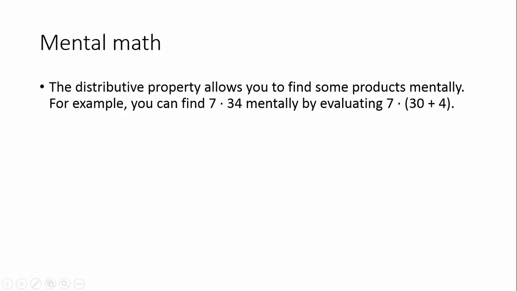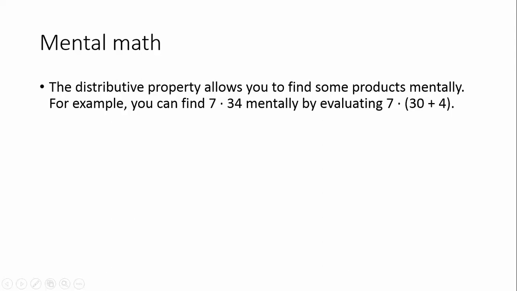Oftentimes the distributive property allows you to do some mental math a little bit faster. The example here is 7 times 34. Doing that problem in your head can prove to be a little bit tricky, especially if you get to even bigger numbers. But you can evaluate using the distributive property, so we can break up 34 into 30 plus 4, and it makes the problem a little simpler.